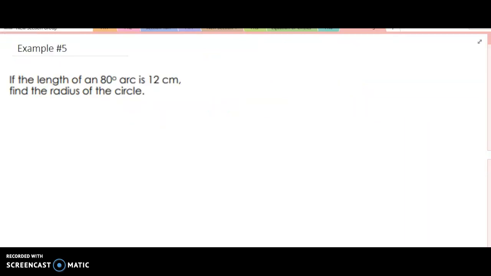All right, let's look at number 5. Now, number 5 doesn't have a diagram, so we have to pay close attention. So it says the length of the arc is 12 centimeters. Okay, so that's the arc length is 12 centimeters. And it has an angle measure or an arc measure of 80 degrees. We want to find the radius.